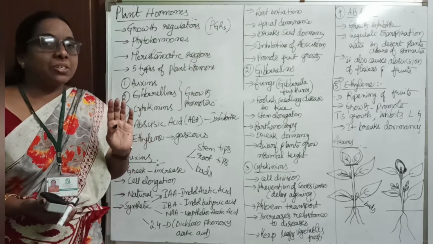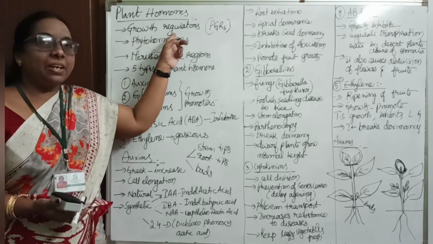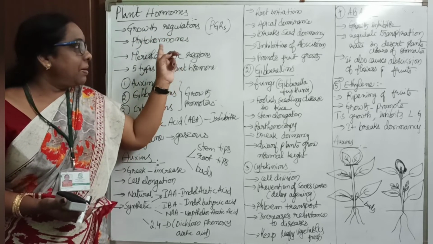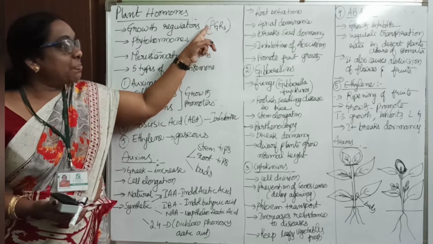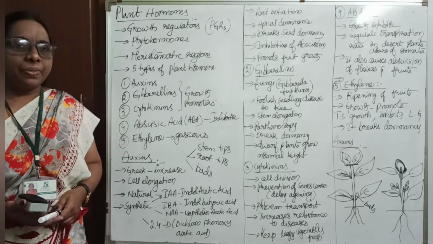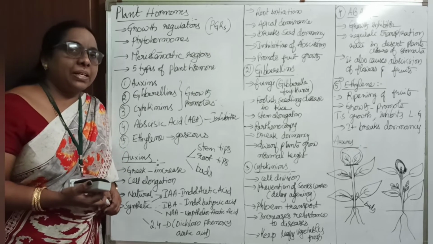The plant hormones are also called growth regulators, phytohormones, and plant growth regulators. And where are these hormones present? They are located in meristematic cells.